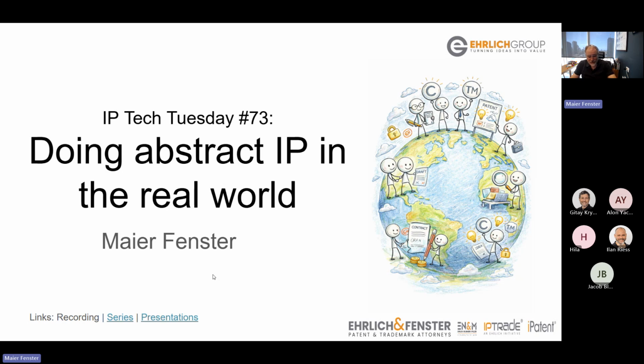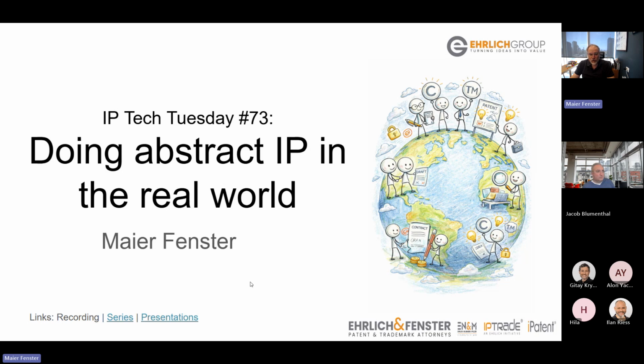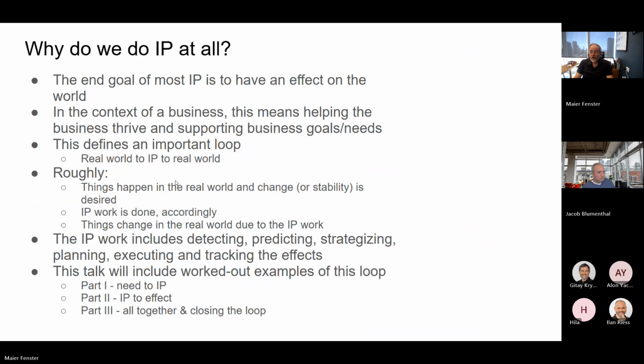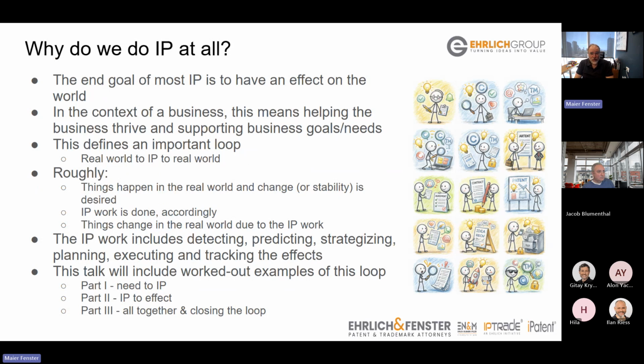And today we're going to try to make the abstract and lofty talks about IP strategy and IP actions more practical and down to earth. Well, it should be trivial why we do IP at all, but the reason we do it is in order to have some sort of effect on the world. And if we're doing it for business reasons, which we should be, it means we want to help the business thrive and we want to support business goals.